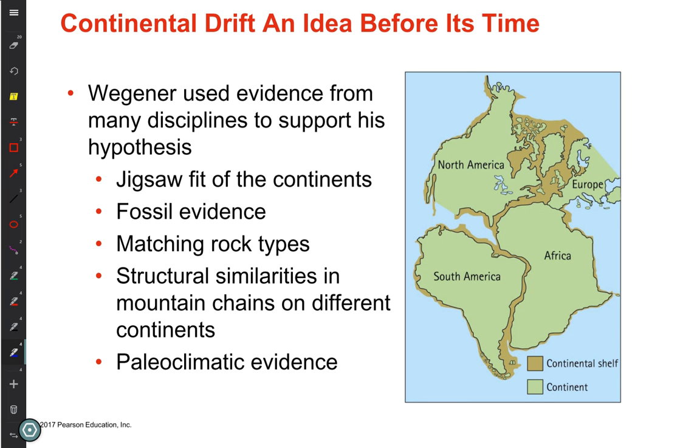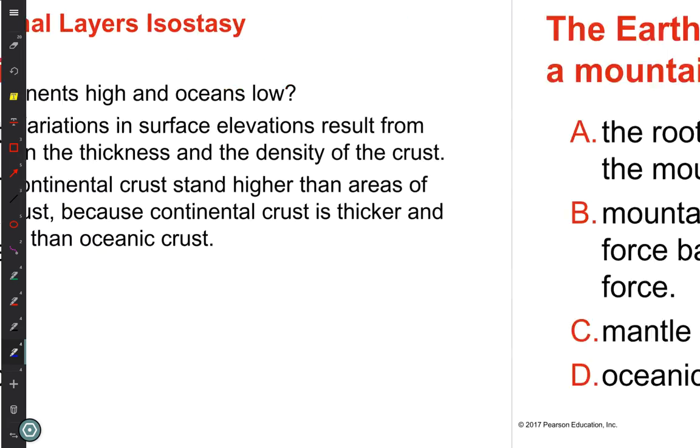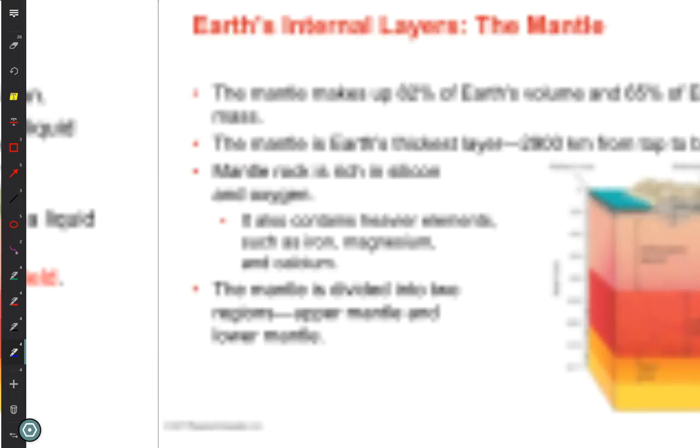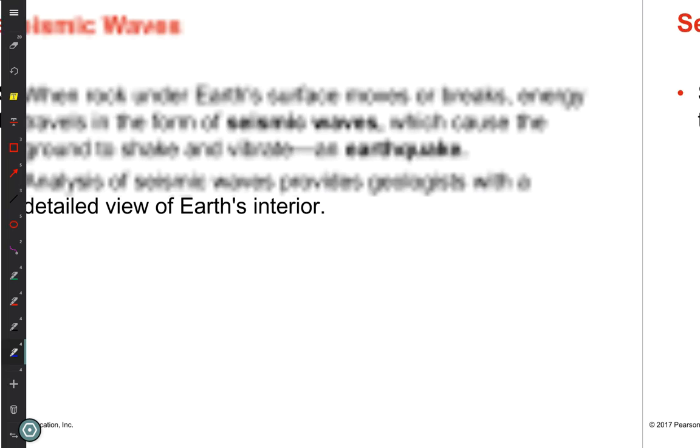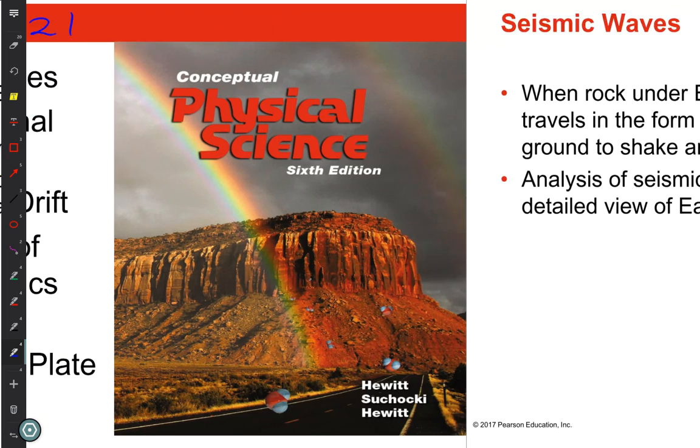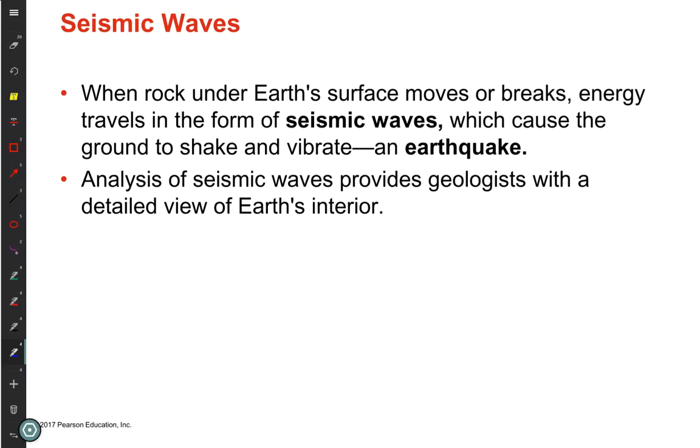And of course, initially, just like with any scientific advance, everybody said, you're full of it. That's so stupid. How in the world could pieces of the surface of the Earth move around? Well, now we totally believe that that's what's going on, and we have lots of good sound evidence for it. Where do we get that evidence? It starts with seismic waves.